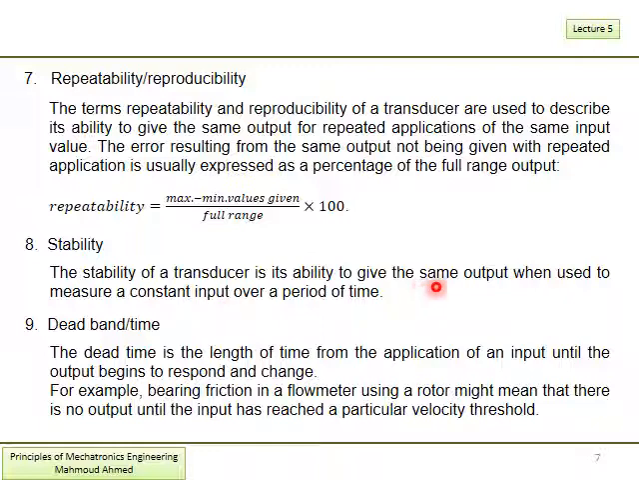So it will take some time to reach the same value in this constant input case. This is what is defined by the stability. If we don't reach the same value, the system in this case can be defined as an unstable system.